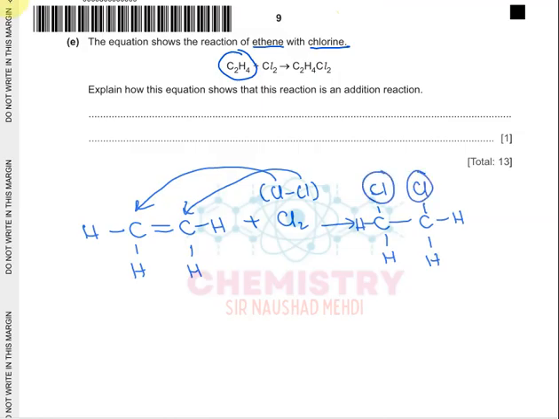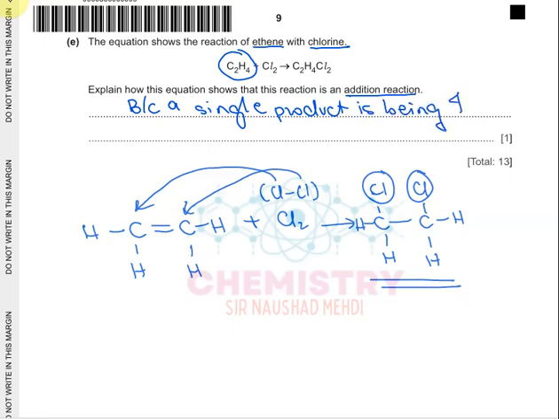So, explain how this equation shows that the reaction is an addition reaction. An addition reaction is one in which the 2 reactants are added together to form a single product. So you are getting just a single product. That's why this is called an addition reaction, right? So you can write: because a single product is being formed. So I hope that is clear to everyone.